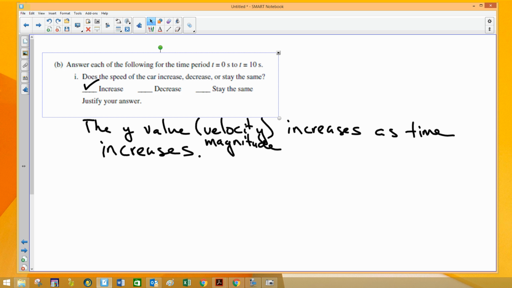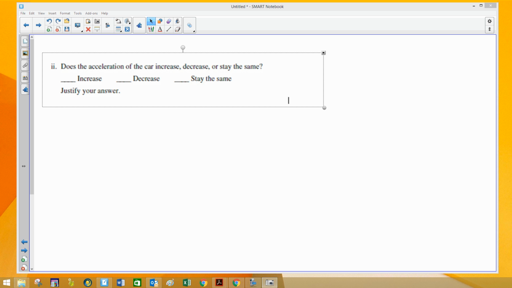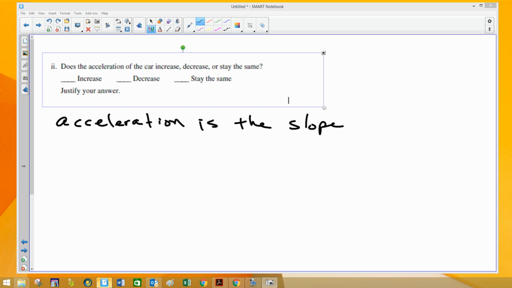again is 1 point. Does the acceleration of the car increase? Well, how do you tell what the acceleration from a velocity time graph is? Acceleration is the slope of a velocity time graph.